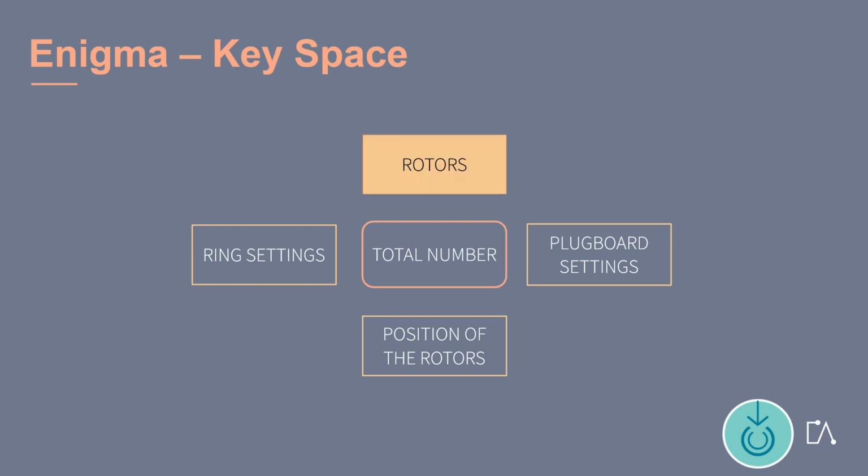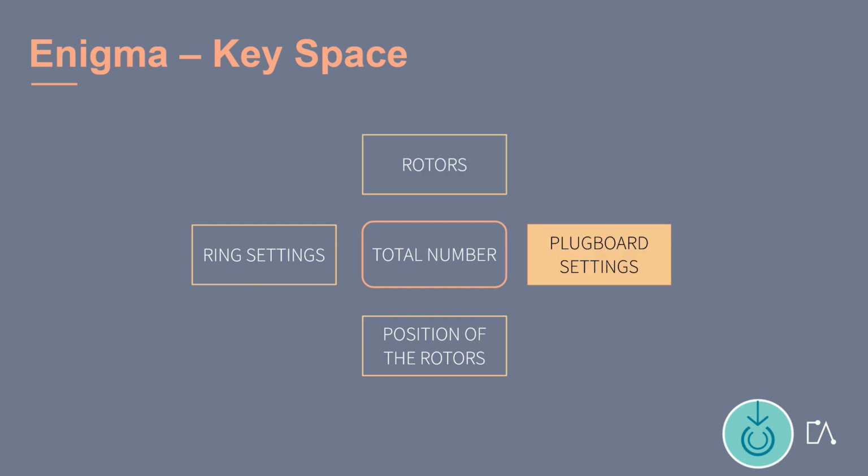3 out of 5 rotors had to be chosen. Hence, there were 5 possibilities for the first rotor, 4 possibilities for the second rotor and 3 possibilities for the last rotor. Since the reflector was seldomly changed, it can be excluded from this calculation.